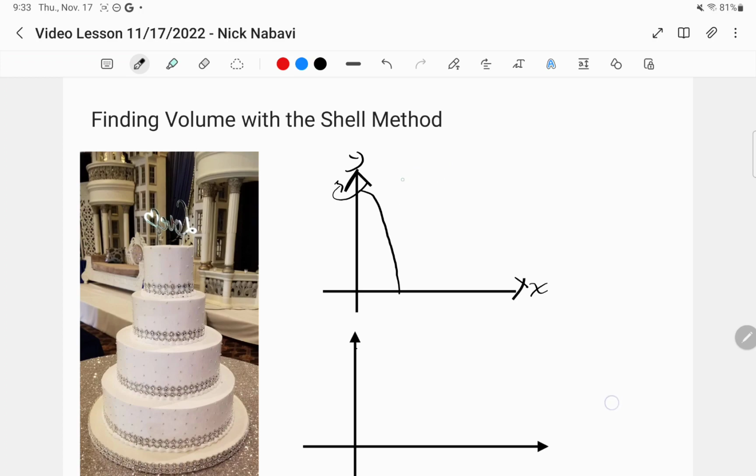Let me write that a bit more neatly. This function f of x has this area that I'm going to shade in here, right? And we want to rotate this around the y-axis, okay? So what's that going to look like? It's going to look something like this, okay?